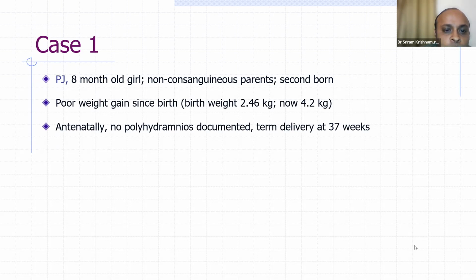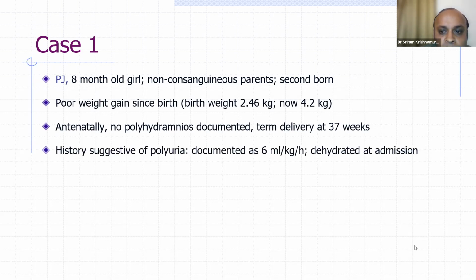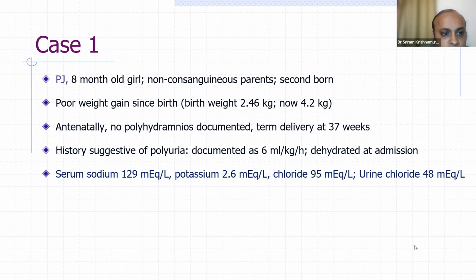Antenatally, there was no polyhydramnios. There was a term delivery at 37 weeks. History suggestive of polyuria was there. This was documented as 6 ml per kg per hour, and she was actually found to be dehydrated at admission with a low blood pressure. Sodium was found to be only 129, potassium 2.6, that is a hypokalemia. And she has a low serum chloride with high urinary chloride.